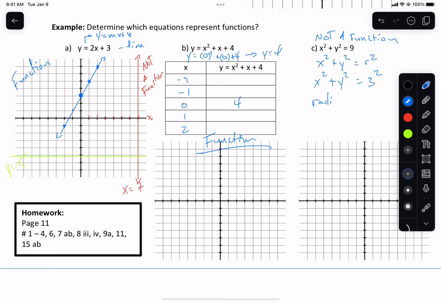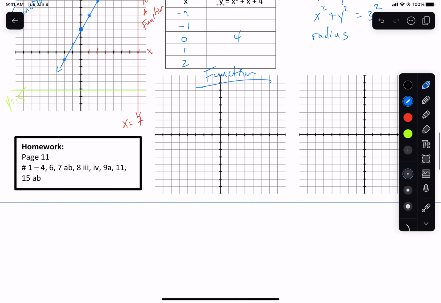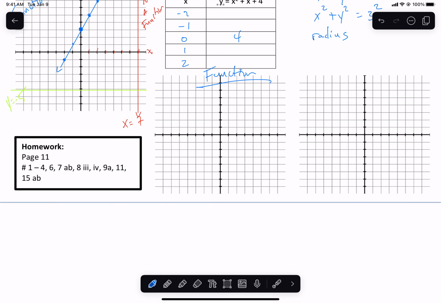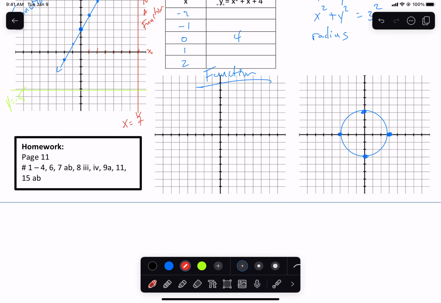So if I ask you to produce this graph, terrible. This thing's driving me nuts. It's in the way all the time. A radius of 3 looks like this. Watch how perfect this is. Boom. There's your graph. Okay, obviously not a function. If you need further proof, it fails the vertical line test. Does anybody have any questions before we get going here? Okay.